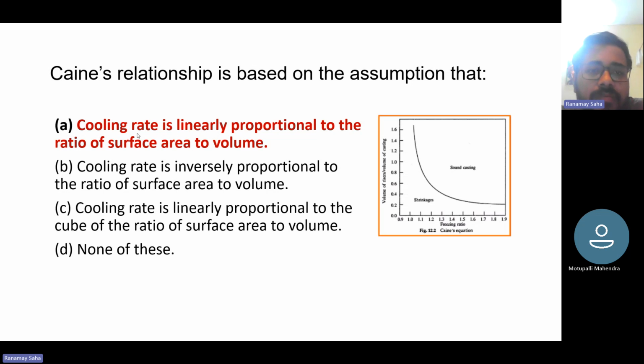As you know, cooling rate is linearly proportional to the ratio of surface area to volume, so this Keynes relationship is used to design risers. If the ratio falls beyond this separating line, then we have a sound casting, and if it falls below that, we will have shrinkages. Accordingly, we have to take care of allowances for tackling shrinkages during the solidification process.